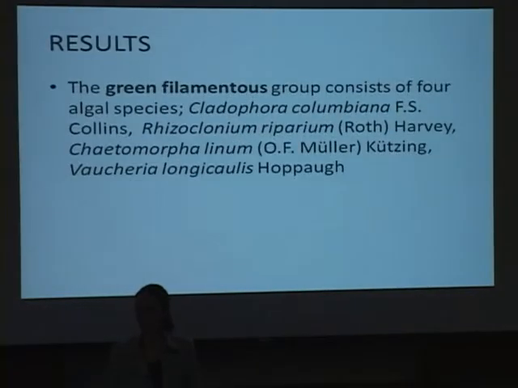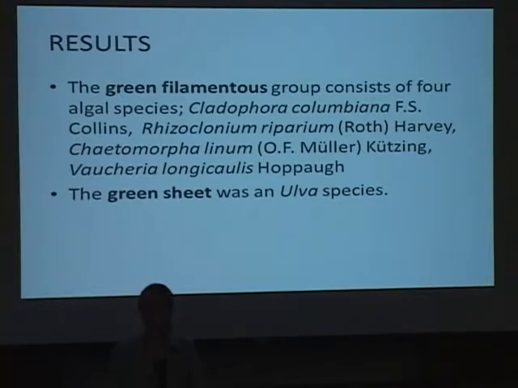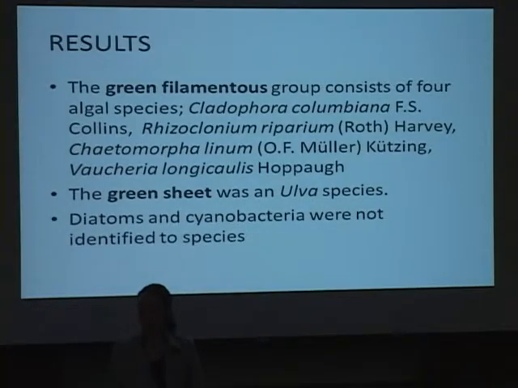So for the results, we found 4 algal species in the green filamentous group. So this group was the most abundant. So there's a lot of green filamentous algae out there. And I'll show pictures of each one of these. We also found a green sheet alga. It's called Ulva. And we also found diatoms and cyanobacteria, but we did not identify these to species.